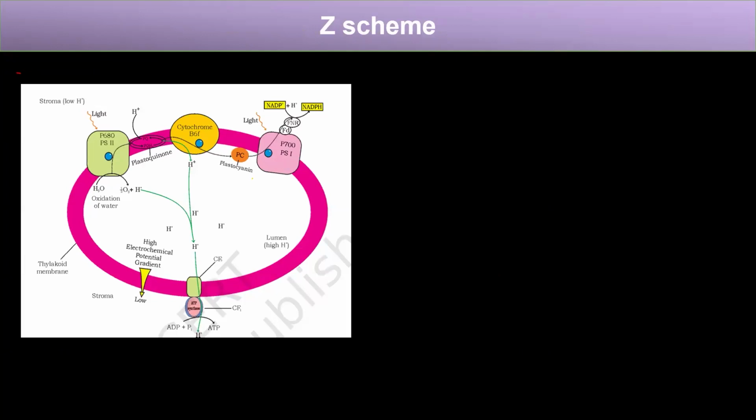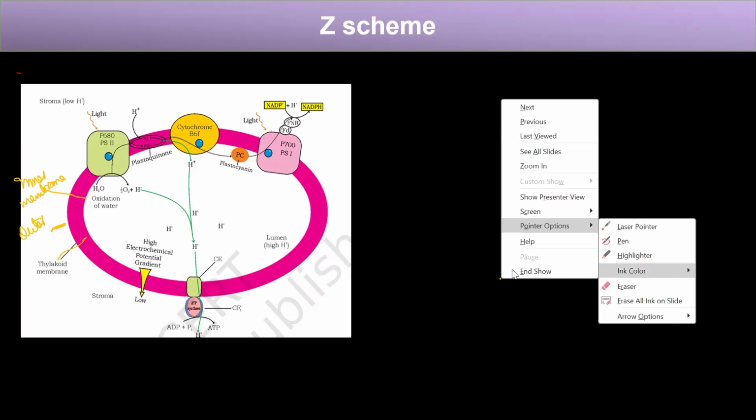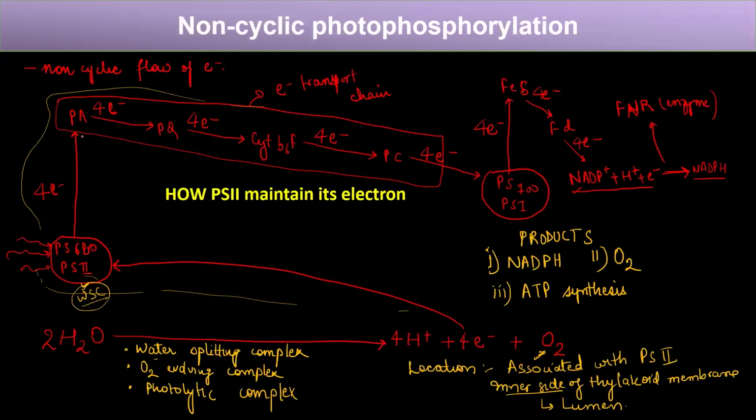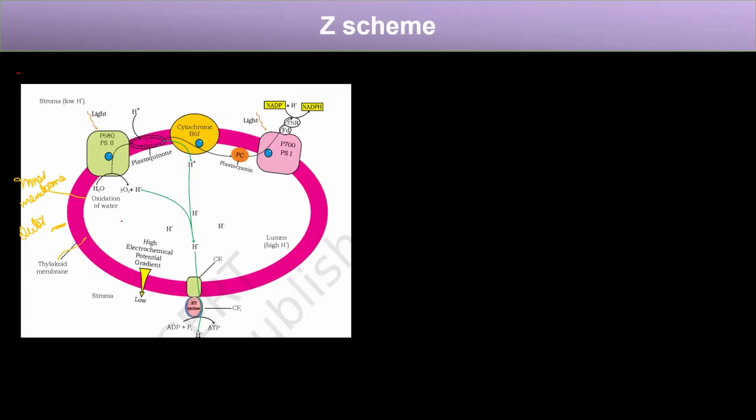Before moving to the Z scheme, let's see what I drew here. It is represented something like this. As you can see, this pink color is your thylakoid membrane. This is your outer membrane, and this one is your inner membrane, right? Now, if you look at this figure, it does not include all the electron carriers. It mainly shows 3 electron carriers, but we have 4 electron carriers between PS1 and PS2, okay? But apart from this, what you can see here is that PS2 is located here, and this water splitting is associated with PS2. And where is it happening? It is happening on the lumen side, or the inner thylakoid membrane, right? So you can visualize how it happens in the chloroplast, especially in the thylakoid.